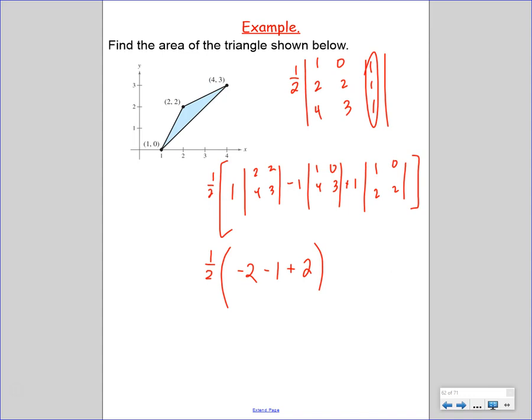3 minus 0. I have no idea what I'm doing. I think I was looking at, I don't even know what I was looking at. Something. 6 minus 8, 3 minus 0, 2 minus 0. Got it. Cancels out. Negative 3 halves.